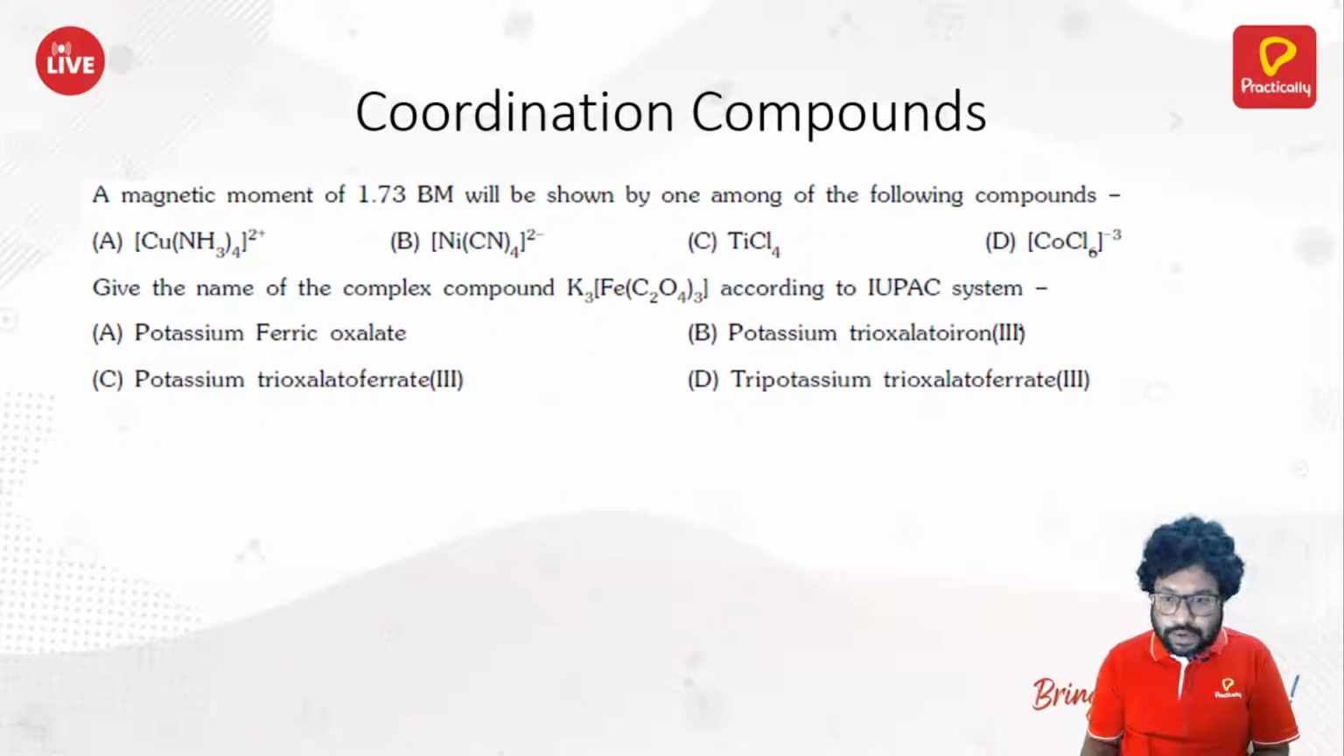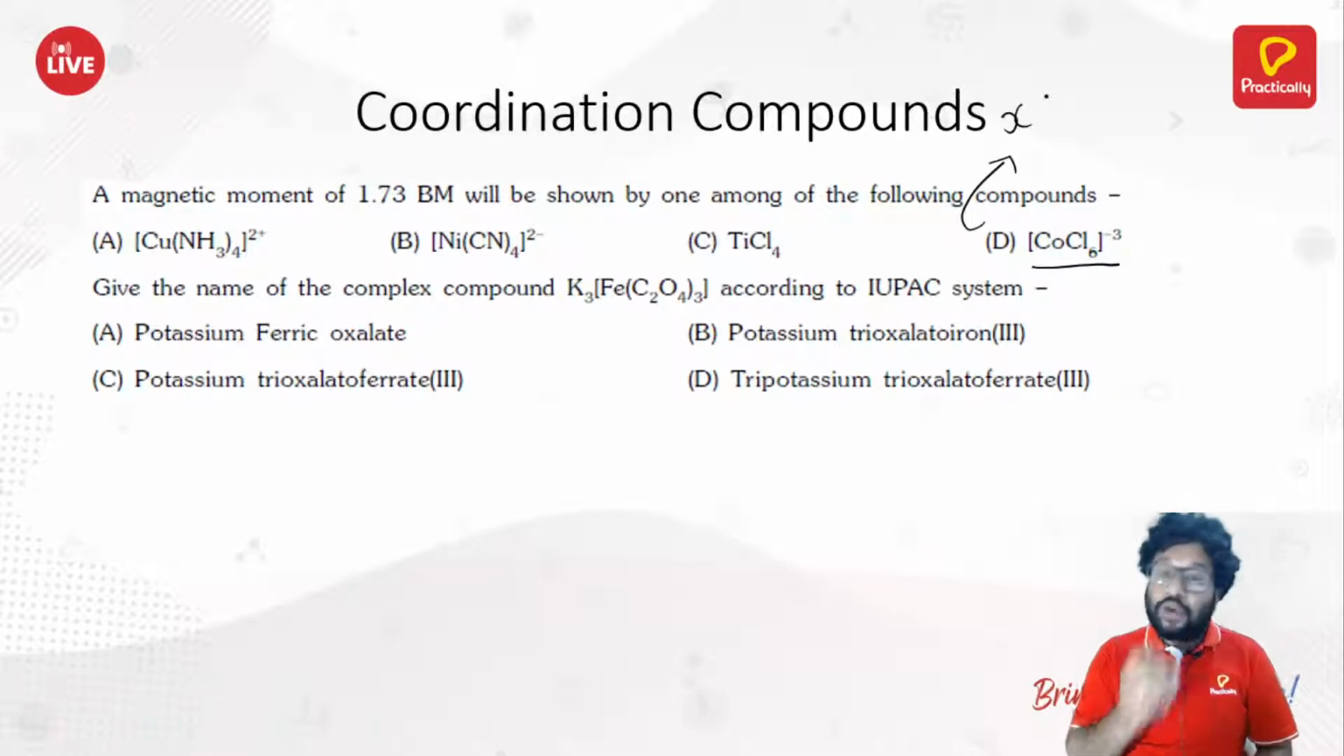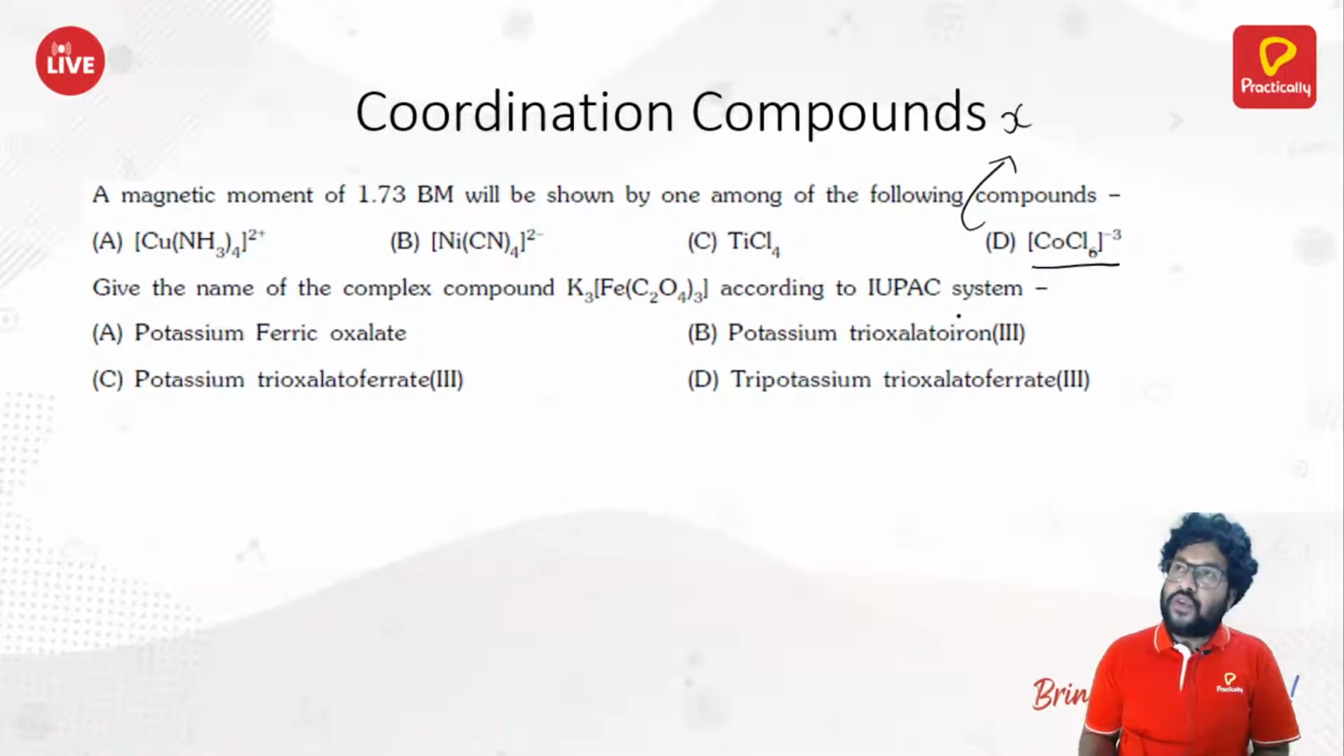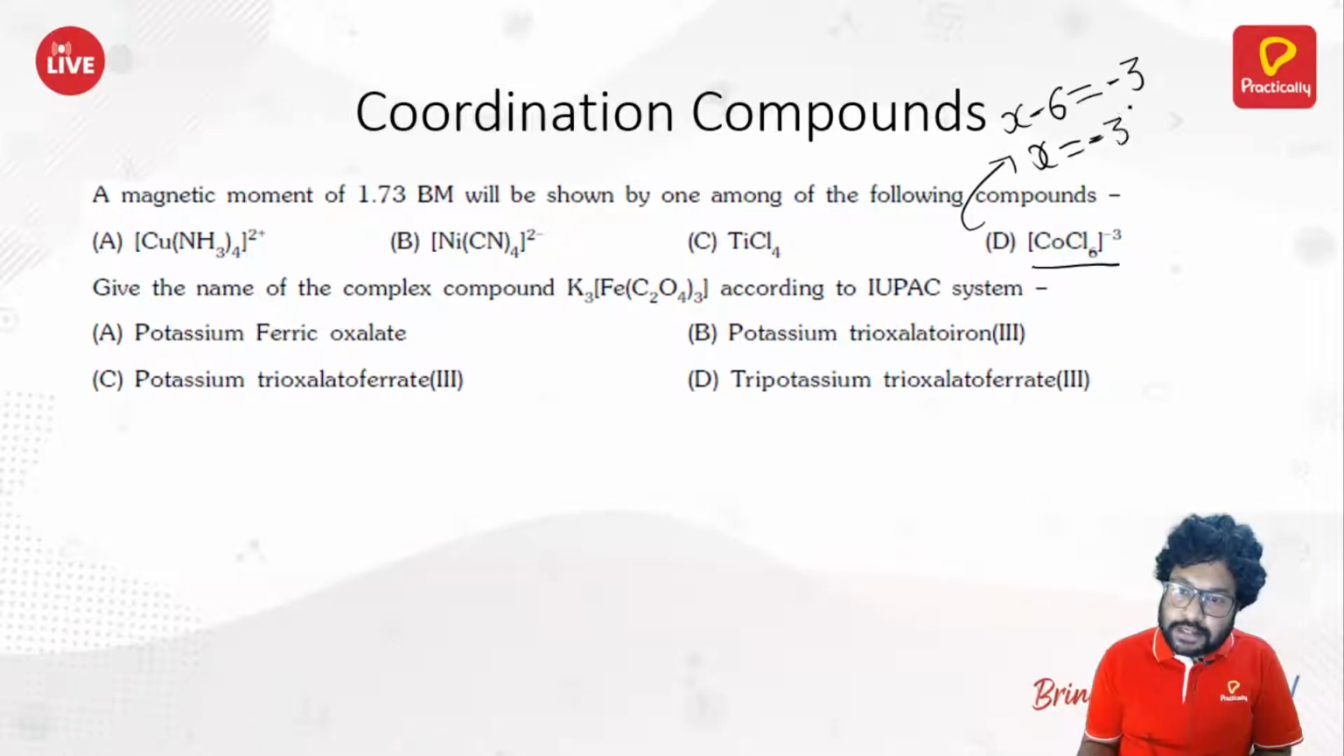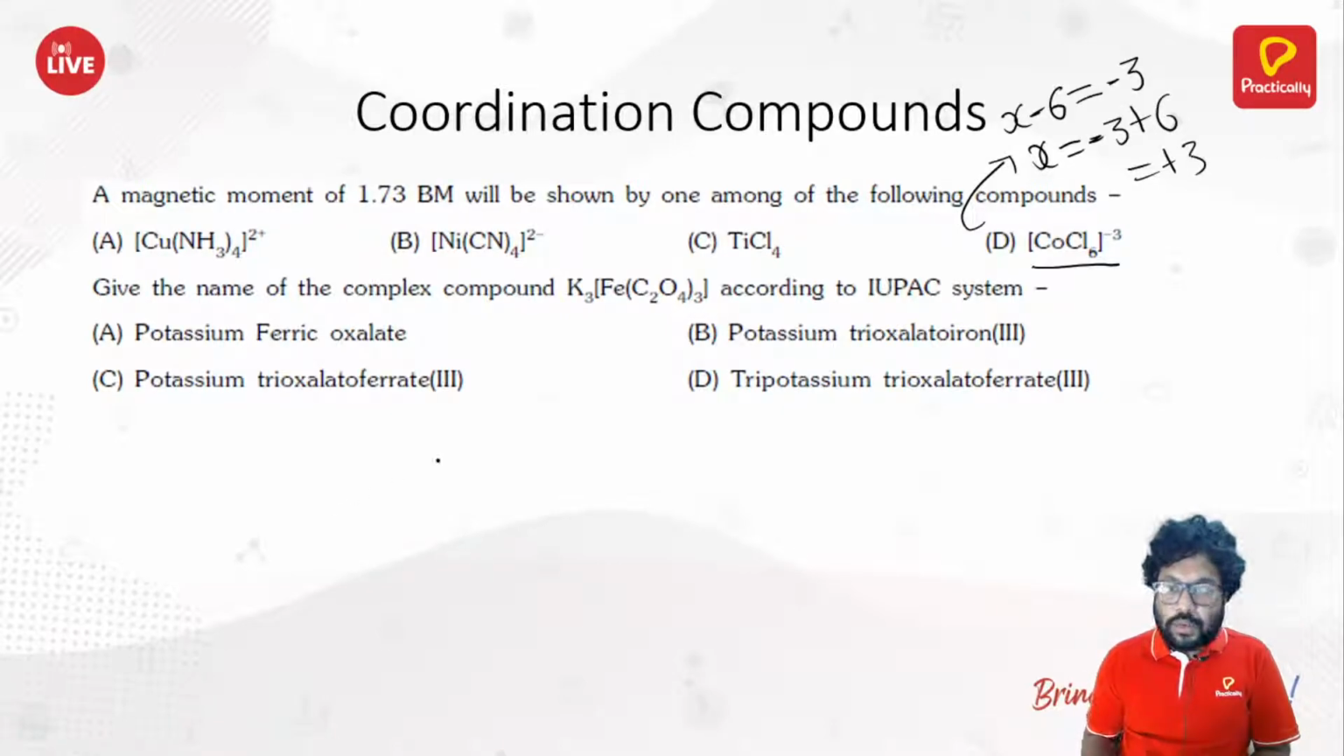Now the last one, CoCl6 3 minus. How can we calculate the oxidation state of cobalt? Suppose it is X. For each chlorine it's a minus 1, right? For 6 chlorine, it becomes minus 6, which is equal to the total charge. What is the total charge? Minus 3. So X is equal to minus 3 plus 6, which is plus 3. So your cobalt is in a plus 3.